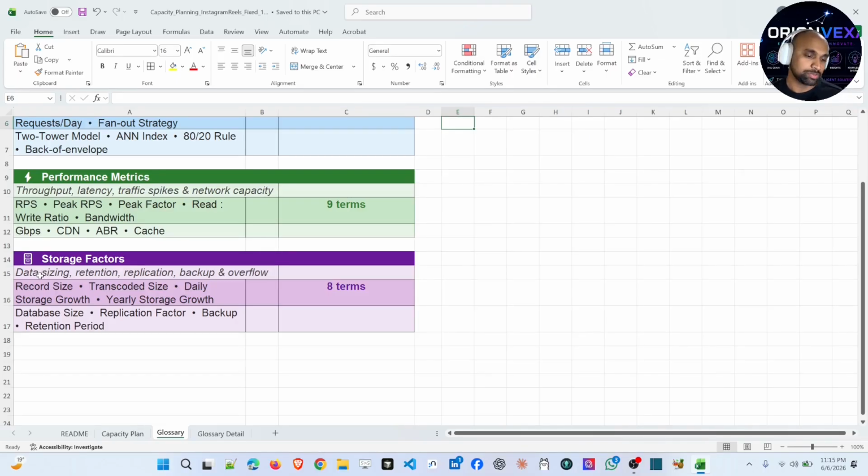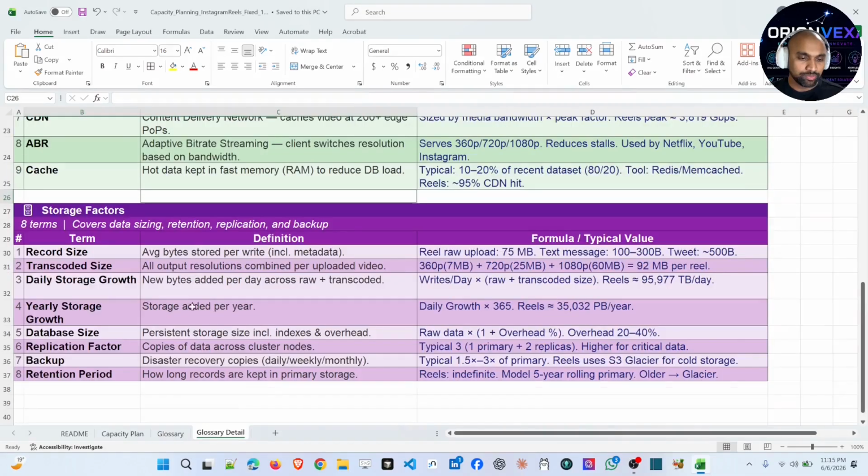Then we come to the storage layer: data sizing, retention, replication, backup, and overflow. This comes under this picture. The parameters we use for calculating this are record size, transcoded size, daily storage growth, and yearly storage growth. And next we come to the database layer, that is the database we are using, replication factor, backup, and retention. Let's go into detail on each one of them.